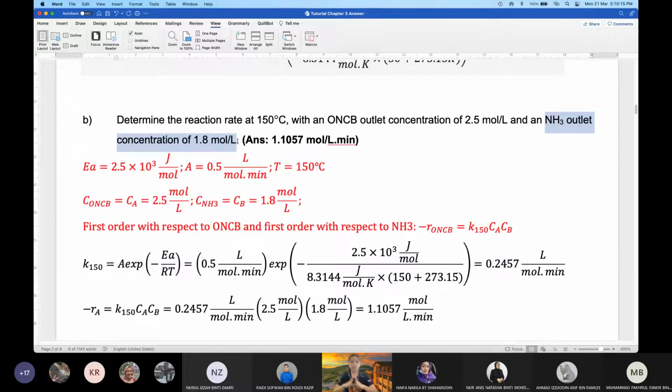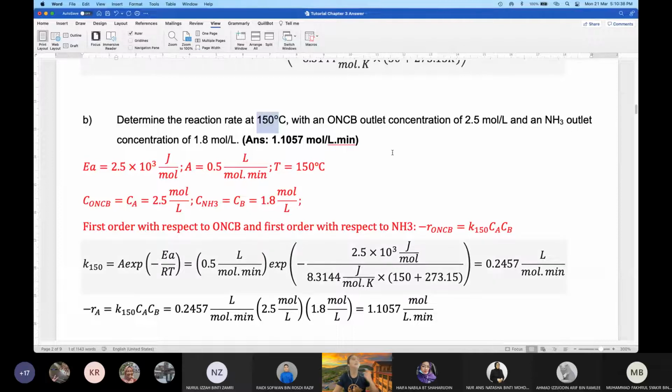So bila kita nak cari reaction rate, maksudnya dia nak kita cari minus RE. Kamu kena ingat macam ni je. Dia nak cari reaction rate means dia nak kita cari minus RE. Okay, so in this question, they want us to find minus RE. Tetapi minus RE dia ada few syarat. Okay, the first dia kata dia mesti pada 150 Celsius.